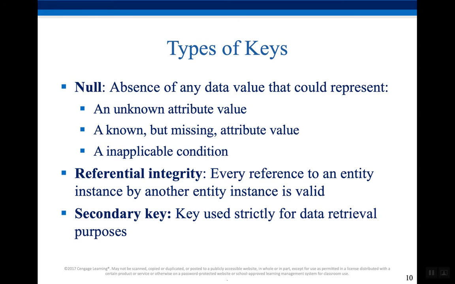The other concept, besides entity integrity, that makes relational databases work is what we call referential integrity. And what that means is it talks about the relationship between two tables. In this case, every reference to an entity instance by another entity instance is valid. That's a very formal definition. What does it mean exactly? Well, basically you have two tables that have a field in common. All right, and that's what you use to link the two tables. The field in one equals the field in the other.